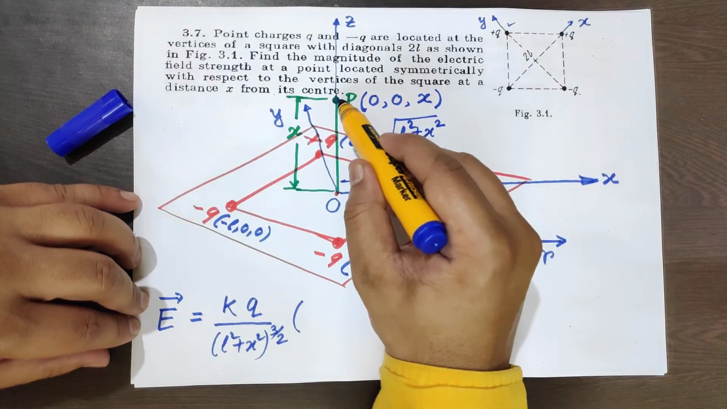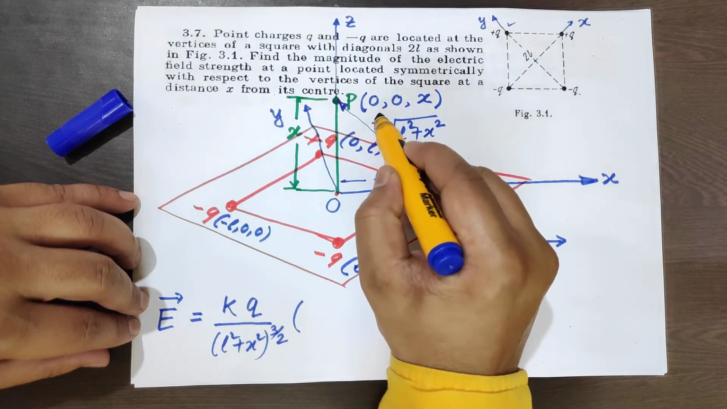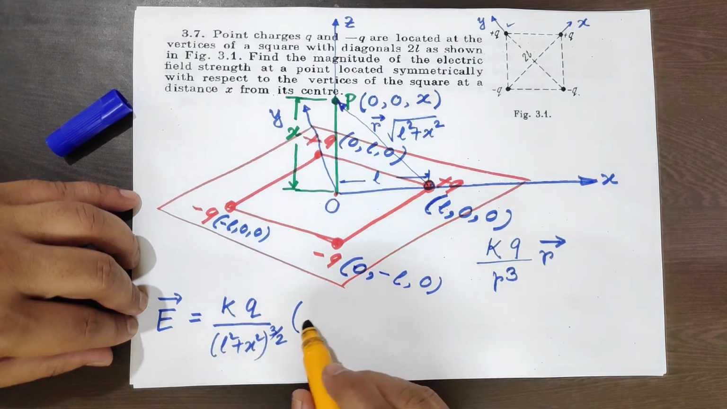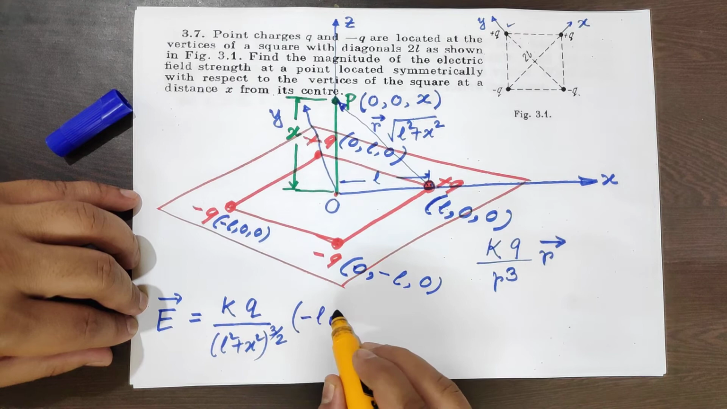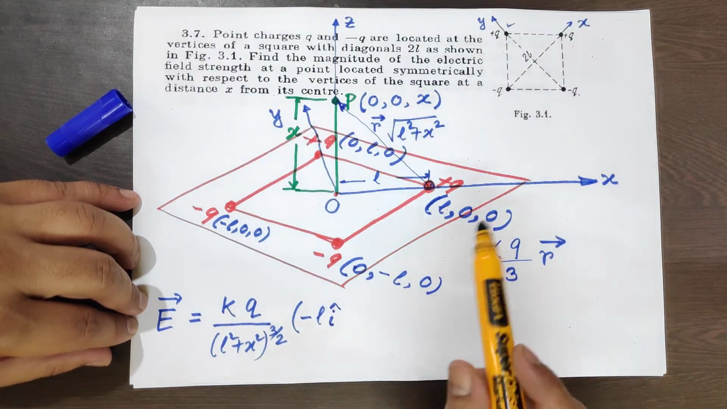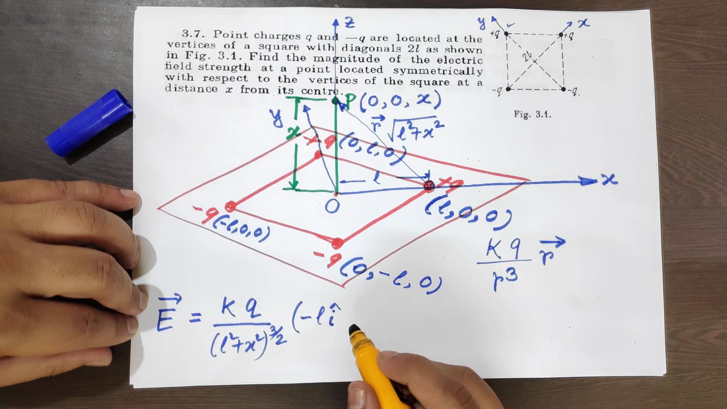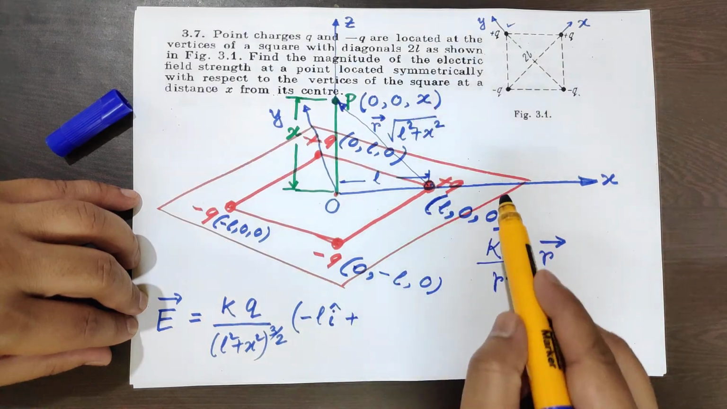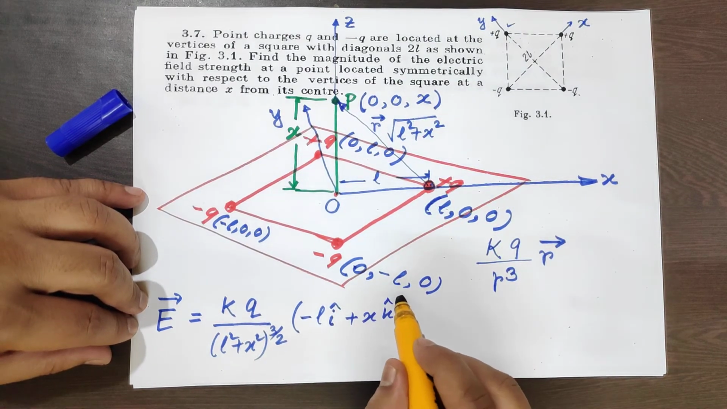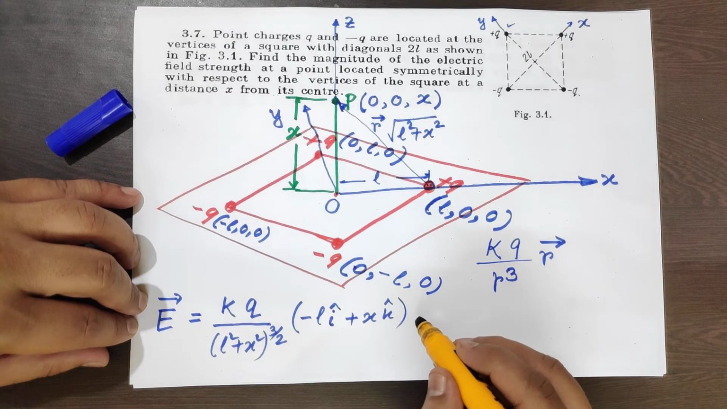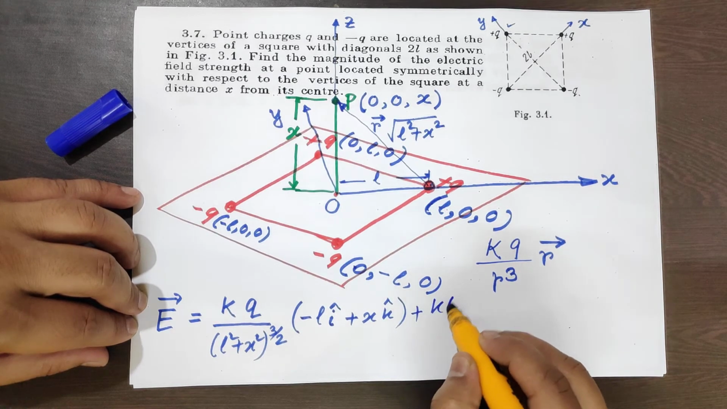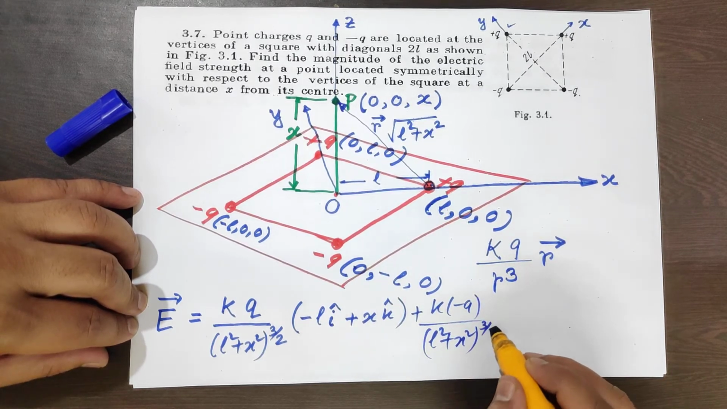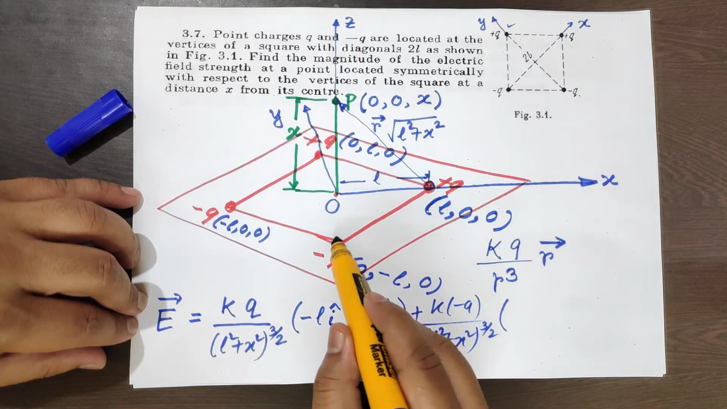Now what about this vector r? This vector r is the difference between the coordinates, so it's 0 minus L, so minus L times i cap. Now 0 minus 0, so nothing in j cap, and in k cap you have x minus 0, so minus L i cap plus x k cap. The other terms you can also find: minus q by, again the same, L square plus x square to the power 3 by 2. I mean it's for this charge.